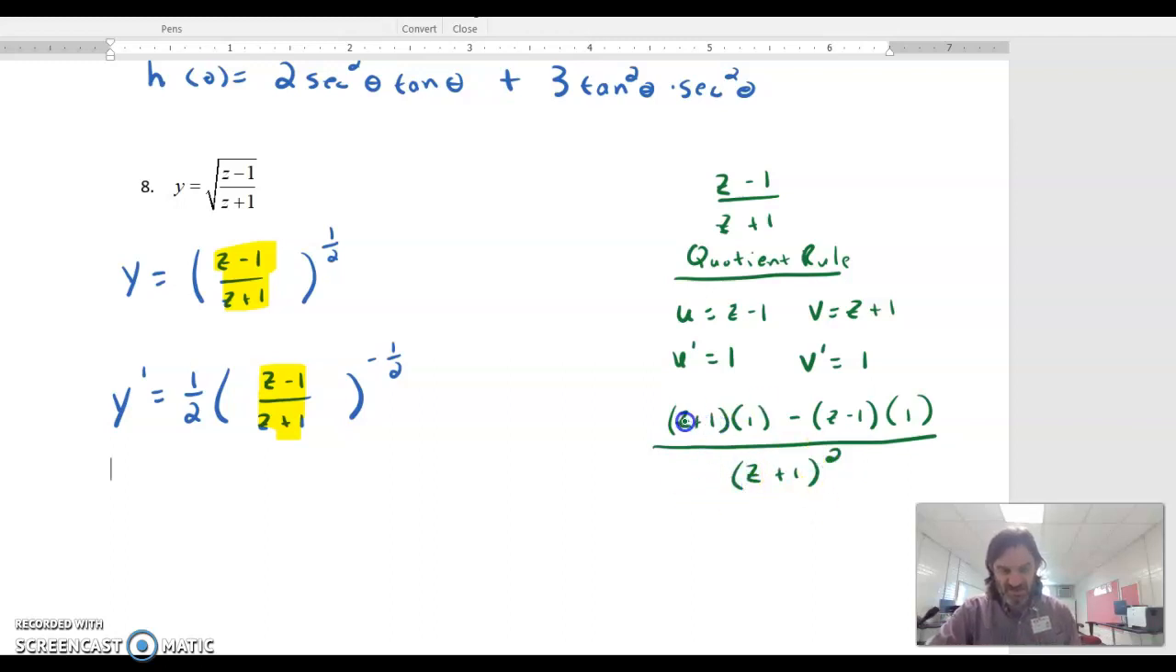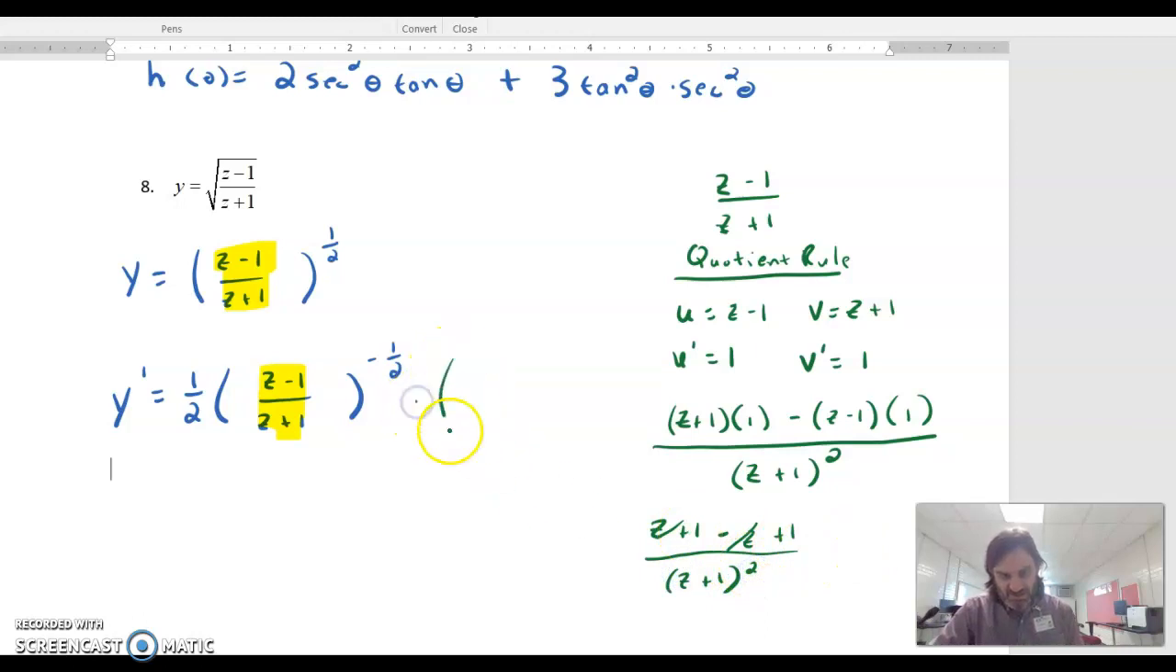So let's see if we can clean that up a little bit. So that'll be z plus 1 minus z plus 1 when we do everything. So it looks like the z's cancel out. So the top part looks like it's 2.